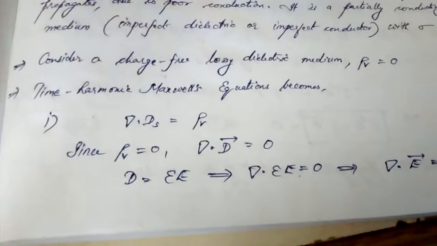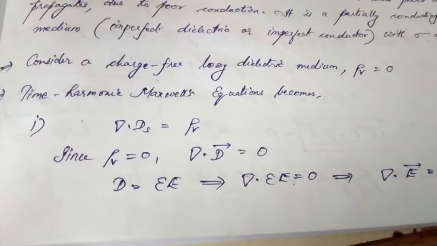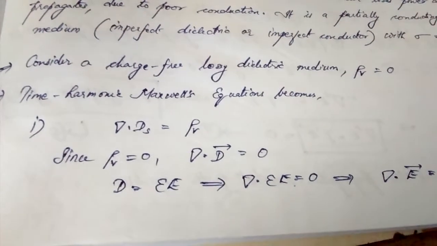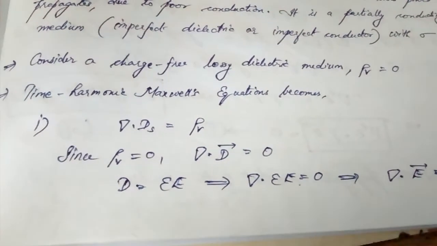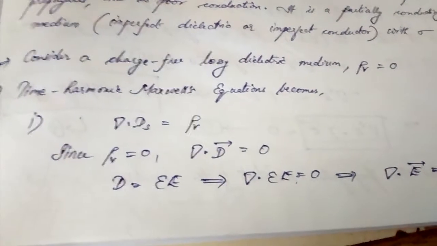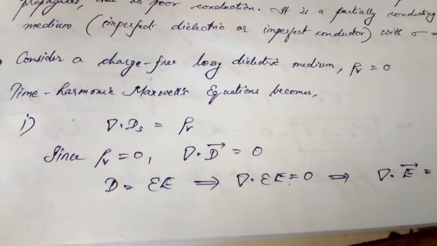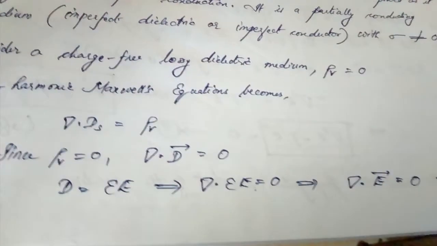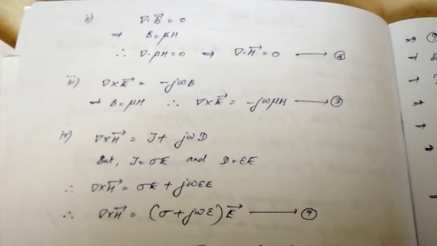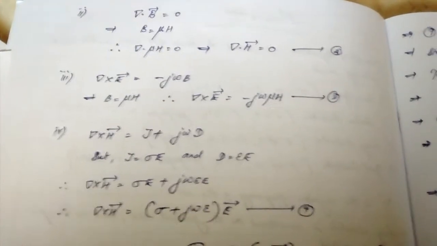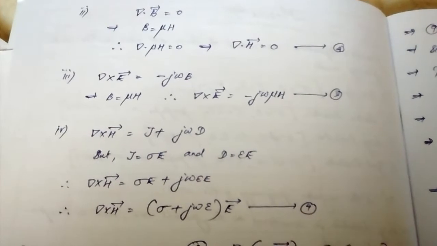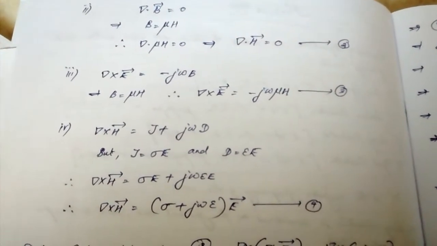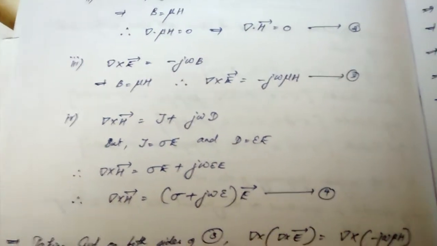So now we are writing the time harmonic equations. First one is Maxwell's first equation, that is del dot D is equal to rho v. Since rho v is equal to 0, you can write del dot D equal to 0. Since D is equal to epsilon E, you can write del dot epsilon E equal to 0, or simply del dot E equal to 0. Mark it as equation number 1. Second one is del dot B equal to 0. B is equal to mu H. So del dot mu H is equal to 0, or del dot H is equal to 0. Mark it as equation number 2.